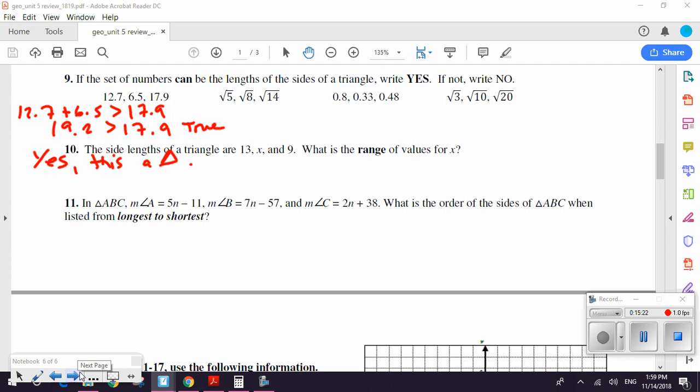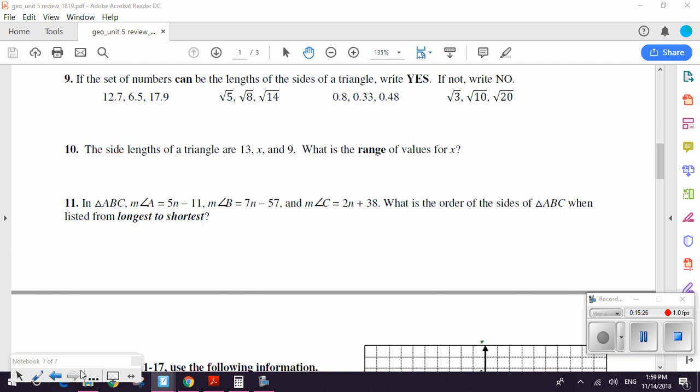All right, for the next set, we have square root signs, but the same rule applies. Find the two smaller ones and see if it's bigger than the biggest one. So I need to see if the square root of 5 plus the square root of 8 is greater than the square root of 14.